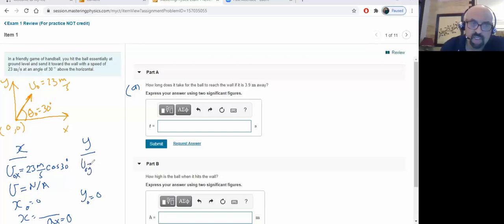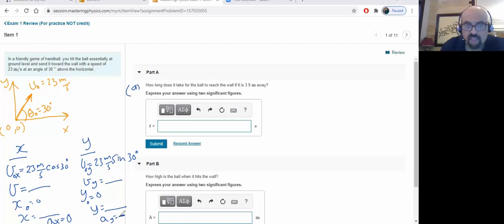Initial velocity in the Y direction will be 23 meters per second, which is the initial velocity, sine the angle, sine 30 degrees. Again, the final position, we have no information from, at least from the statement of the problem. And the acceleration in the Y direction, we know it's 9.8 meters per second squared downward, and we can take downward to be negative if we take upward to be positive.